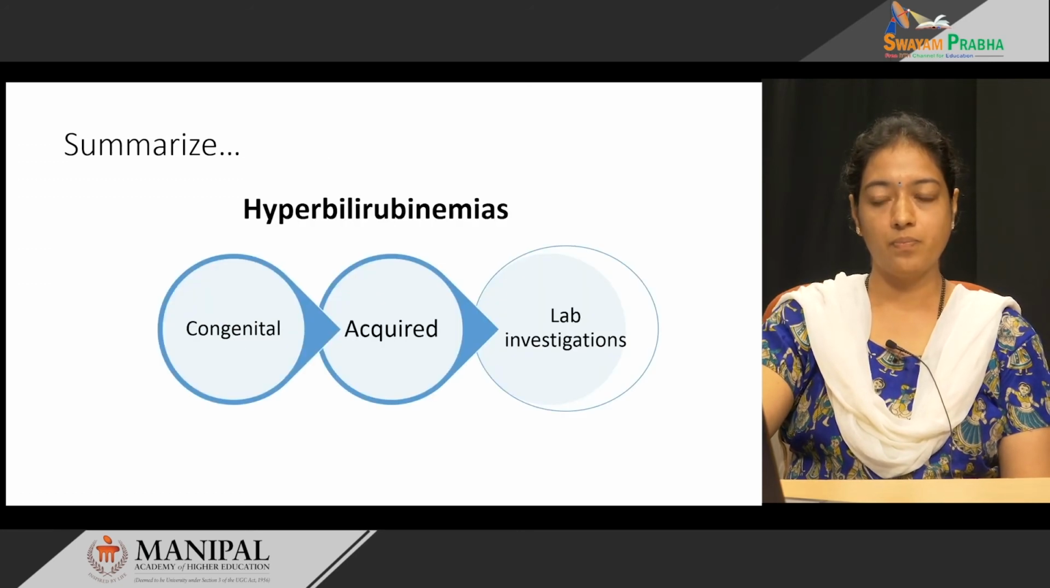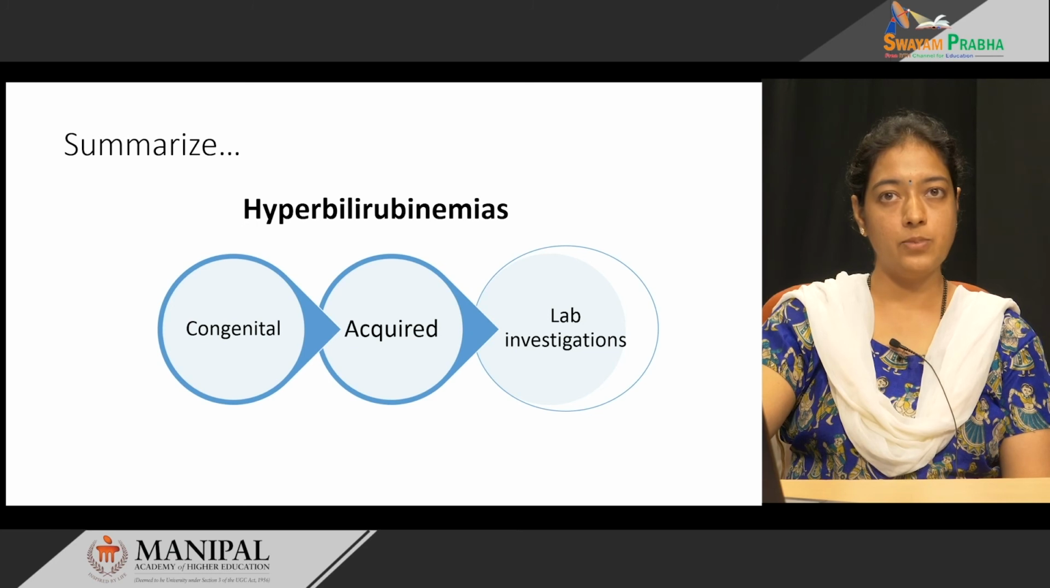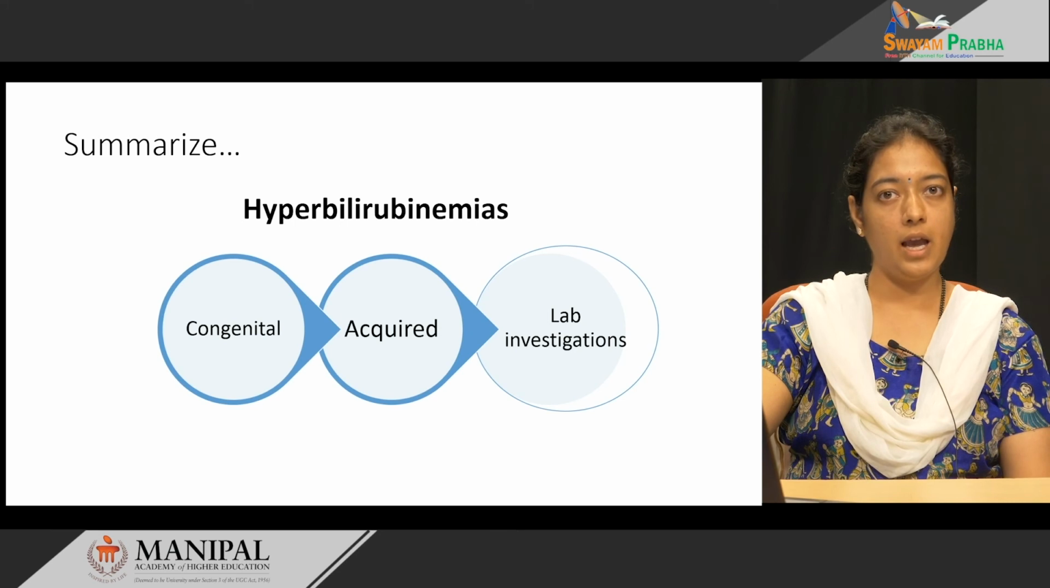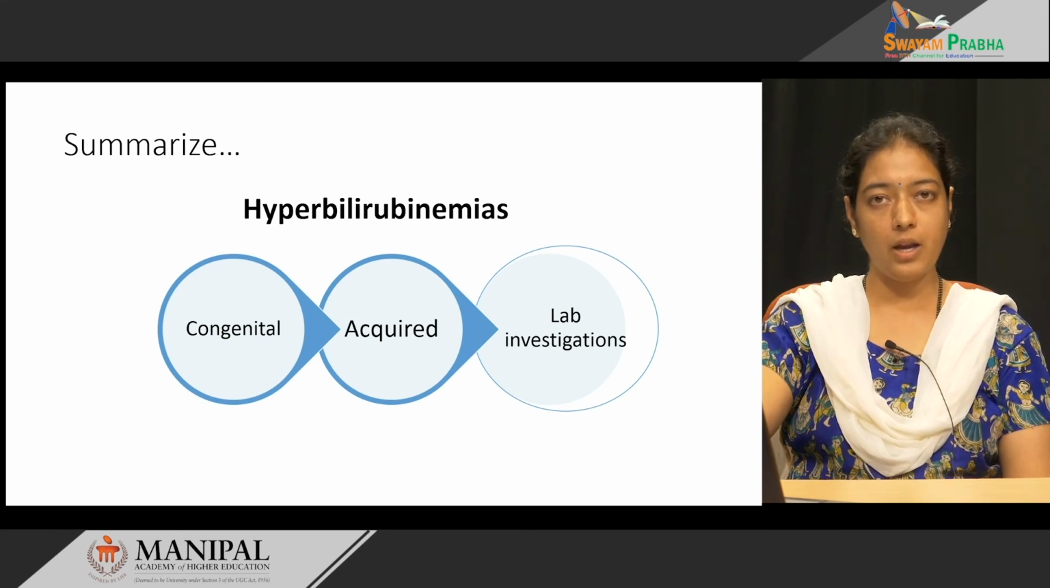To summarize, we first discussed the types of hyperbilirubinemia. There are congenital causes and acquired causes. Under congenital causes, we discussed Crigler-Najjar syndrome type 1 and type 2, Gilbert's disease, Rotor's disease and Dubin-Johnson disease. In acquired hyperbilirubinemia, we discussed physiological jaundice, breast milk jaundice, hemolytic disease of the newborn, hemolytic jaundice of the adult, hepatic jaundice and obstructive jaundice.